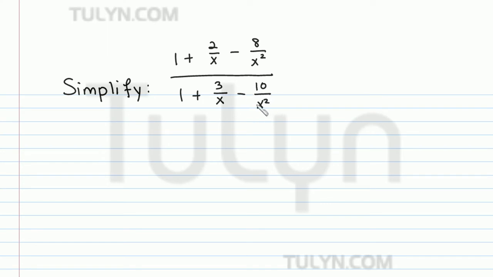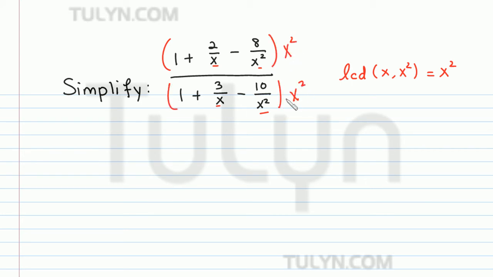So now the first thing we do is we need to multiply the numerator and the denominator by the lowest common denominator of each of the denominators. So we want to find the LCD of all of these different denominators, right? So we're looking at x and x squared. So what's the LCD of x and x squared? That's just x squared. So we want to multiply the top and the bottom by x squared.